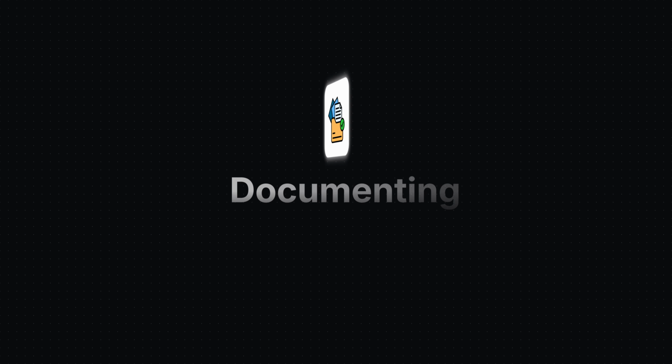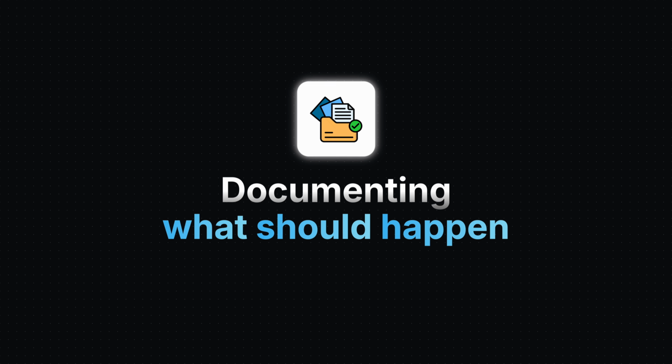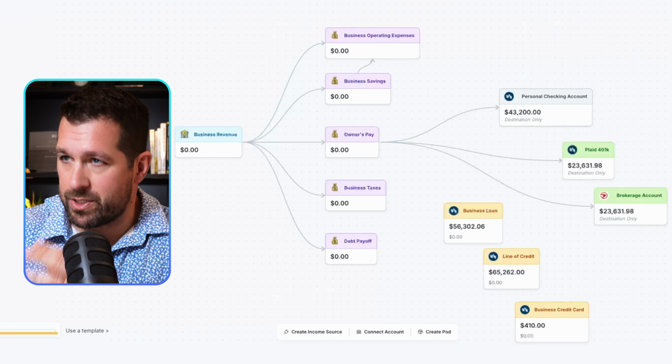Then step two is documenting what should happen. And you don't want to overcomplicate this. Just write down what you want to happen every single time money comes in. Let's use a real world example based on the map you're seeing here on the screen.